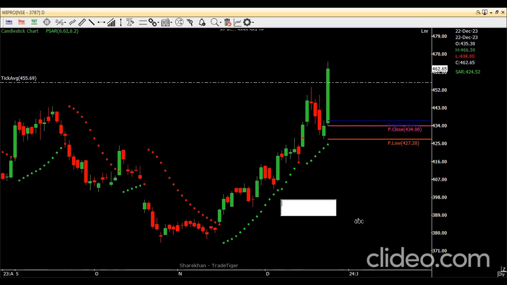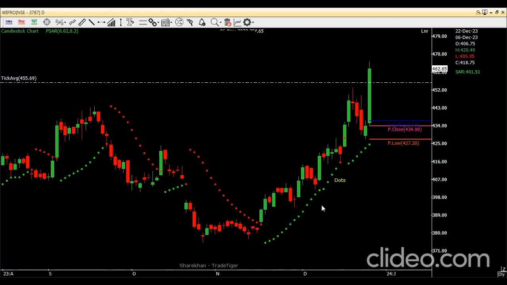These dots, as you can see here, these dots are called parabolic SAR. If the dots are on the top of the candle, then it is a downtrend. If the dot changes its position and it forms below the candle, then the trend is uptrend.